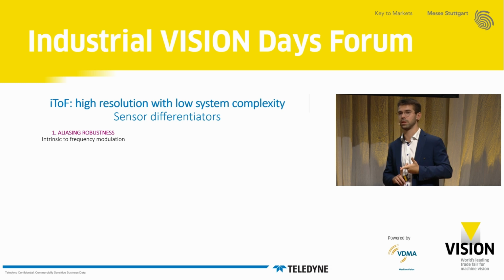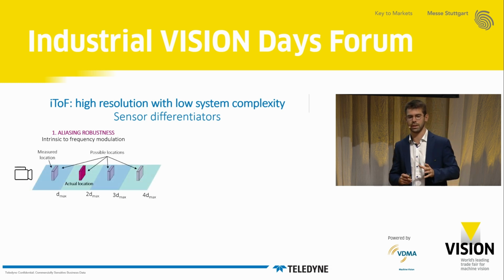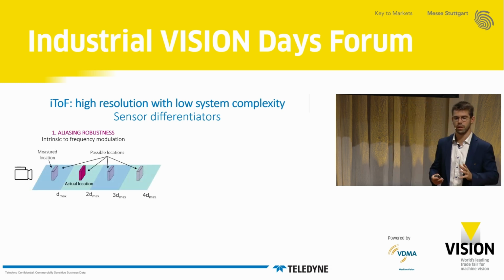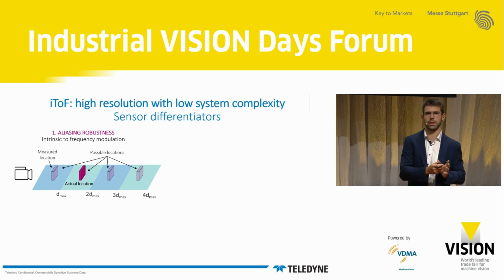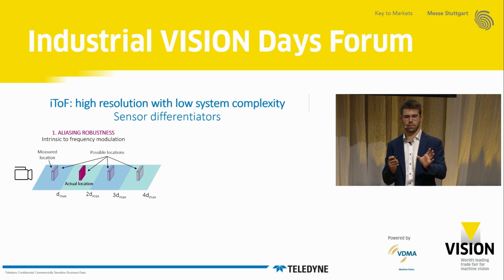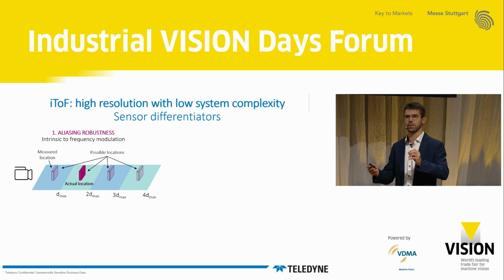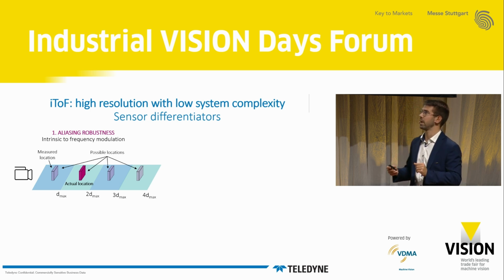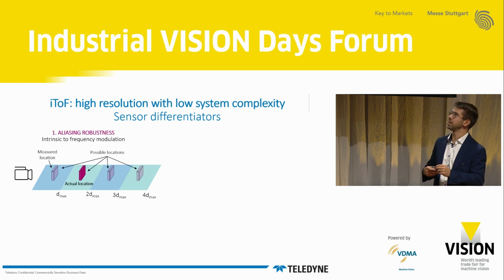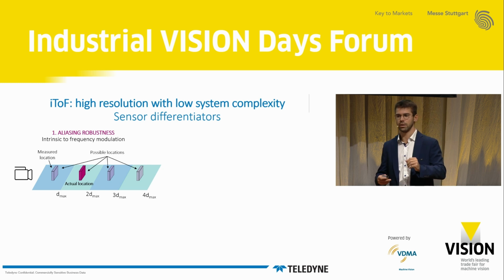First of all is the robustness to aliasing. Given that this is a frequency modulation technique, when we're measuring an object, the scene is sliced in regions of the maximum measurable distance. And we don't know exactly which slice the object is located at. There are many solutions to mitigate this ambiguity, and the sensor is key to solving these issues.